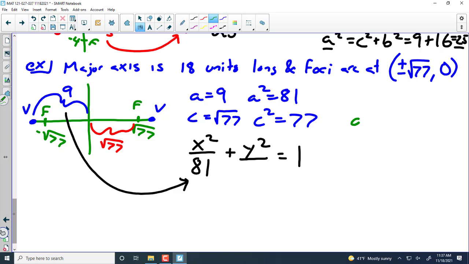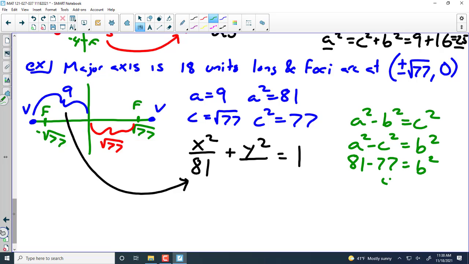Then I need to know that a squared minus b squared equals c squared, or let's see here, this one's a little bit trickier. I have to do a squared minus c squared equals b squared. If you manipulate the equation by adding b squared to both sides and subtracting c squared from both sides, that's what you'll get. 81 minus 77, b squared equals 4. Now, the mistake a lot of people make when they get this number is they think something like, am I supposed to take the square root of it, or do I need to square it? No, you don't need to do either one of those things. It's already b squared. And since it's already b squared, that's why we put a 4 under there.